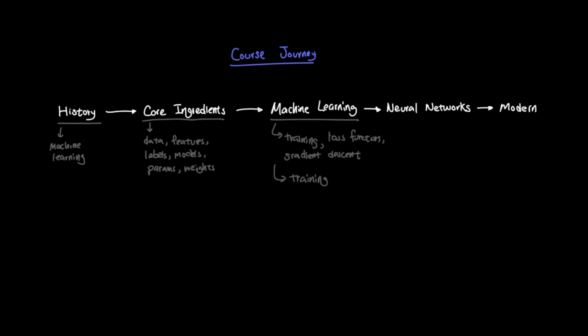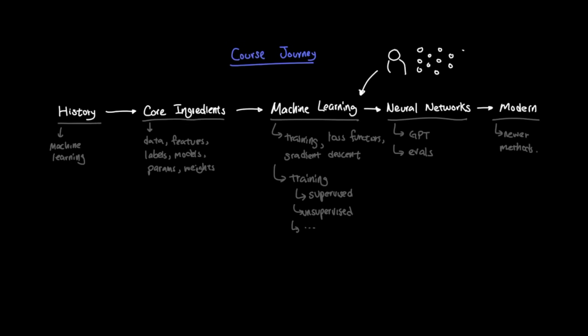We will then compare different types of machine learning, including supervised and unsupervised learning, classification, and regression. Finally, we'll bring everything together with neural networks, explain how models like GPT are actually trained, explore evaluation metrics, and finish with some of the modern approaches shaping AI today. By the end, you should understand the complete journey from raw data to a trained model making useful predictions.